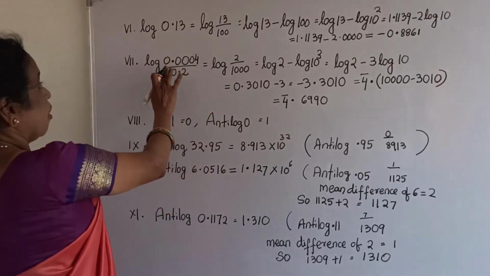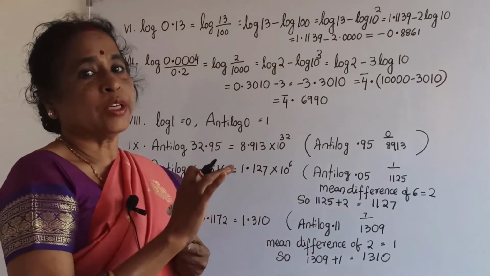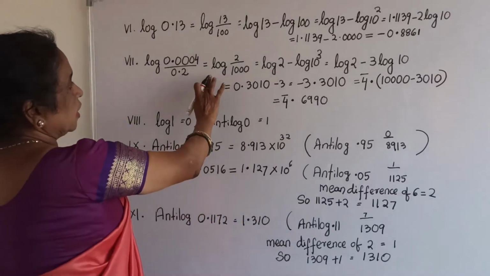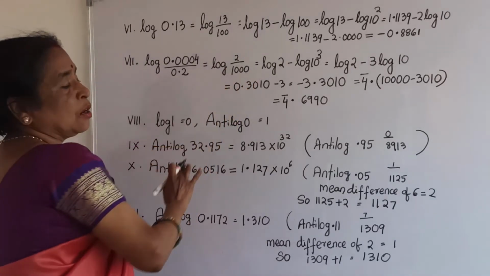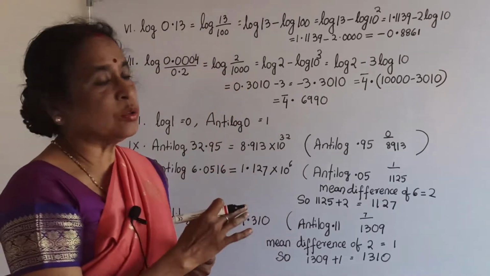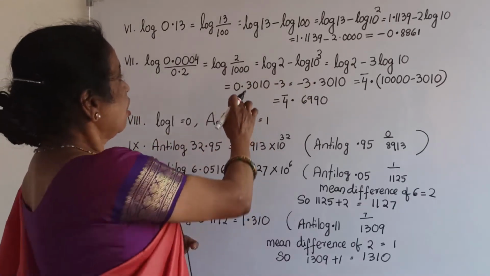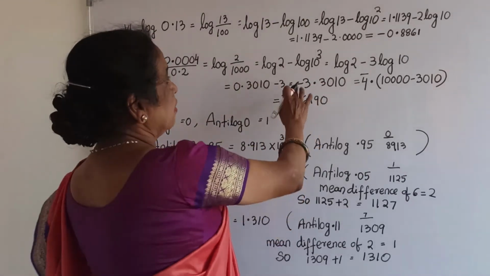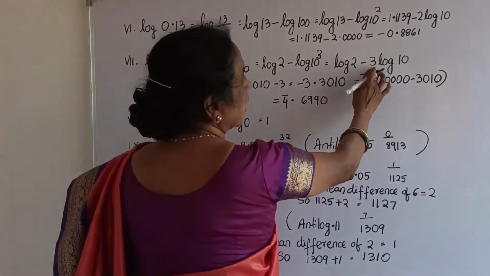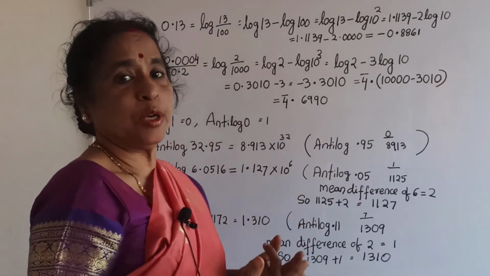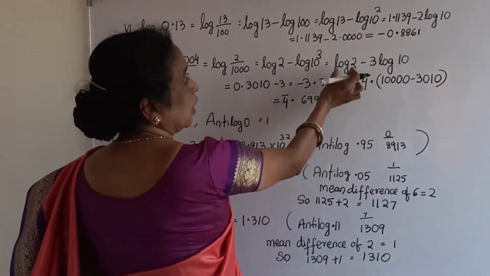Where you see log 0.0004 divided by 0.2. Now you do the calculation here, simplify this one, and it comes to 2 by 1000. Now 2 by 1000 means here you will put log A minus log B, and log B you can put directly as log 10 to the power 3, that comes to 3 log 10. You know what is the value of log 10? That equals 1.